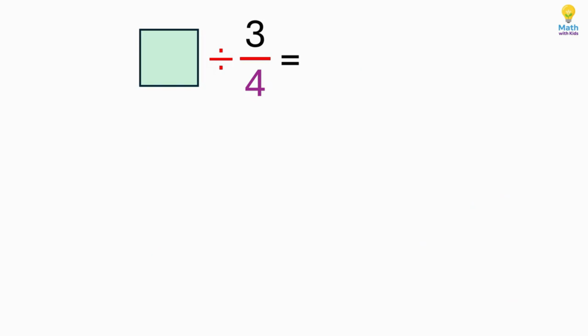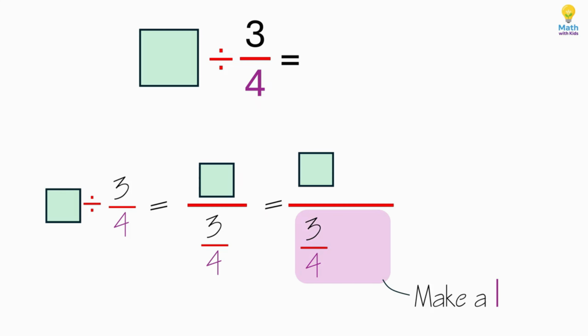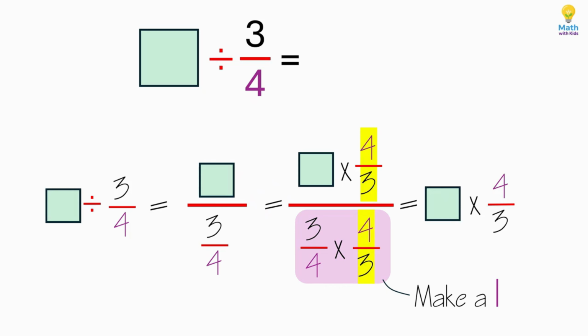We can make it more general. Any number divided by 3/4. First, rewrite the division as a fraction. A number over 3/4. Now, we want to simplify this. Our goal is to make the denominator equal to 1. How can we do that? Yes. Multiply the bottom by 4/3. 4/3 is the flipped version of 3/4. And finally, we get a number times 4/3.